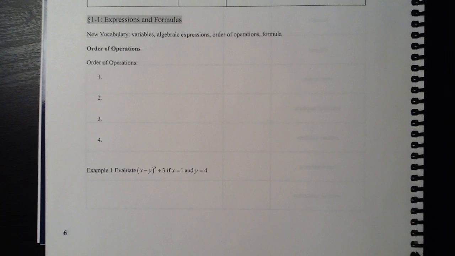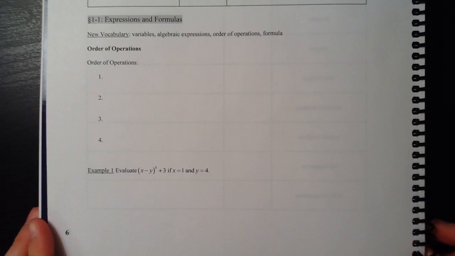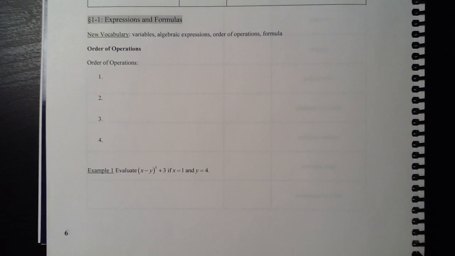Okay, so some new vocabulary that you should be aware of. Variables, if you recall, they represent unknown quantities, things like x, y, and z. Algebraic expressions are expressions that contain variables, algebraic things, not just numerical things. Order of operations we are about to learn about, and formulas will come in your next note section from 1.1. All right, so order of operations, like I said, we're going to write them out in plain English and then talk about little tricky, easy ways to remember them.